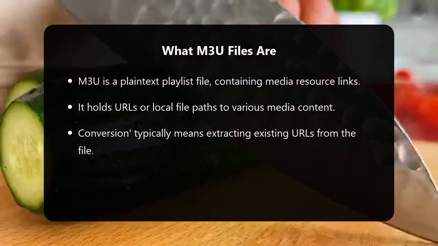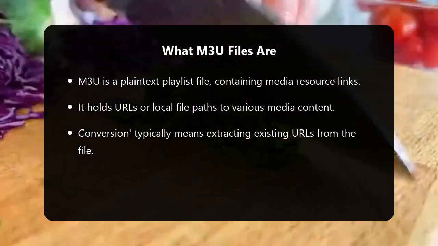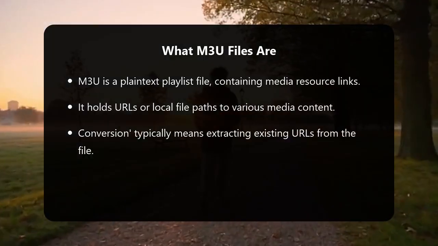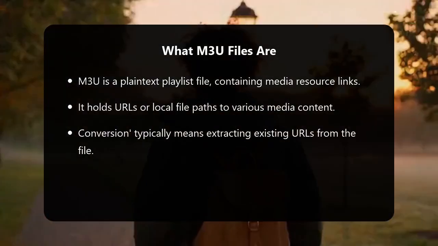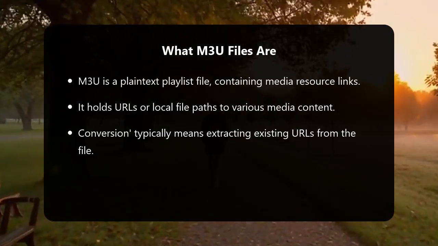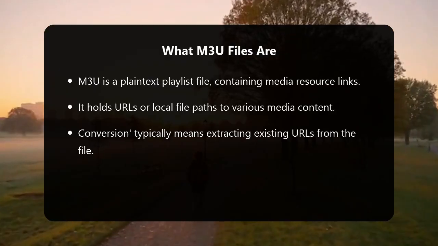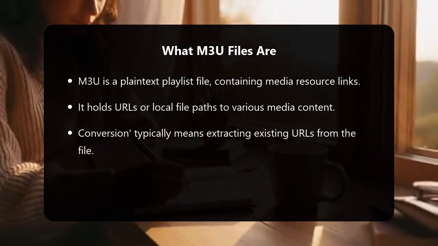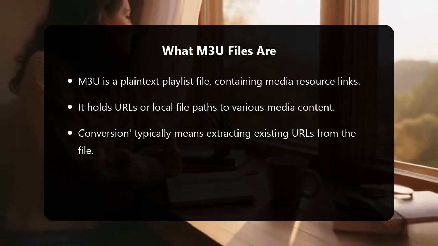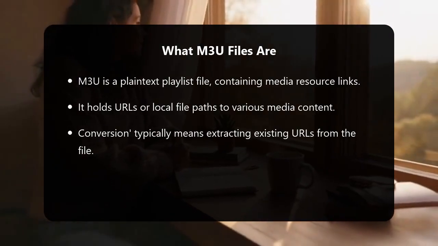An M3U file itself contains URLs or local file paths to media resources. The conversion process usually means extracting these existing URLs from within the M3U file, or, in more complex scenarios, understanding how to make local content referenced in an M3U accessible via a public URL, which involves hosting. Let's break down the most common and straightforward approach: extracting existing URLs.